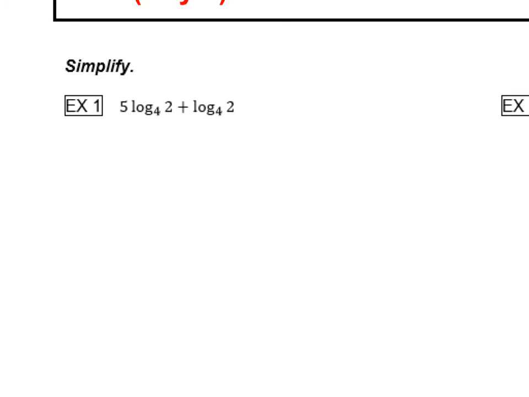We have 5 times log base 4 of 2 plus log base 4 of 2. So we're going to use our laws of logarithms to rewrite this in terms of one logarithm. We can see we have a log base 4 of 2 and a log base 4 of 2. So we are going to work backwards from the laws that we had. We've got this 5 out front. If you remember, that went out front because it was an exponent. So really this is log base 4 of 2 to the 5th power plus log base 4 of 2.